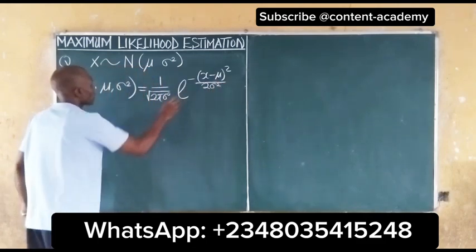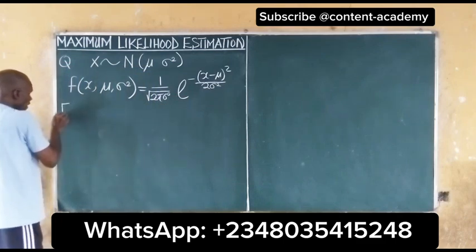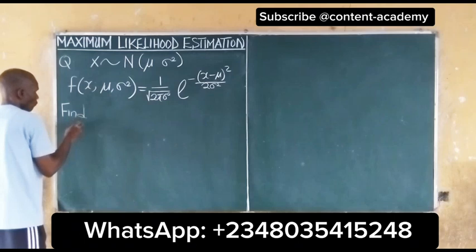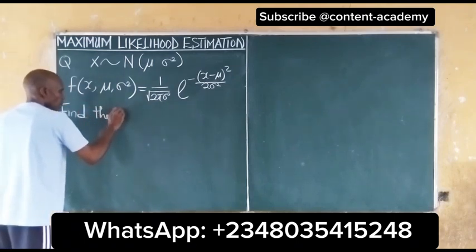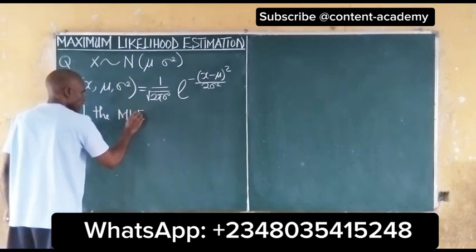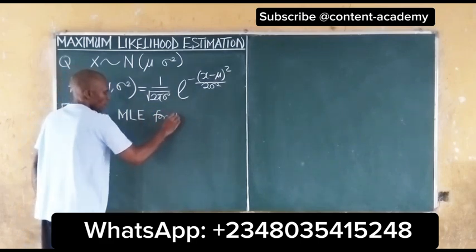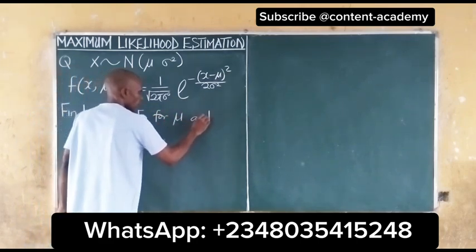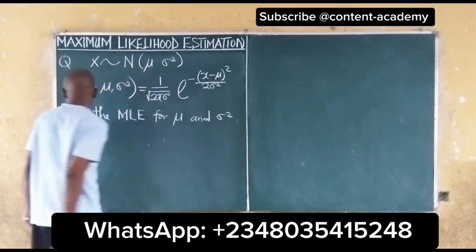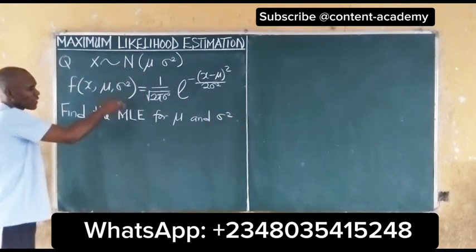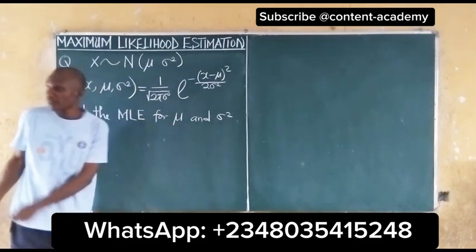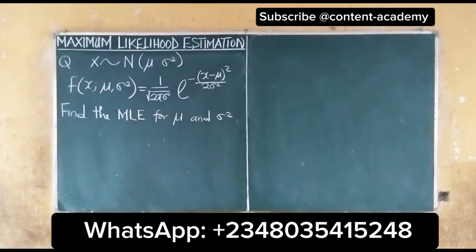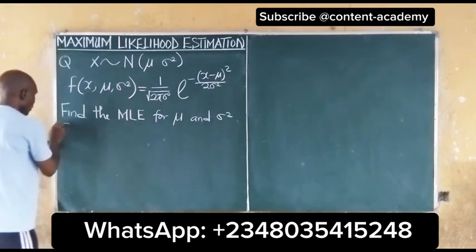So if you have this as a PDF, find the maximum likelihood estimate for mean and sigma squared. So we are asked to find the maximum likelihood estimate for the mean and the variance sigma squared. Now we say solution.